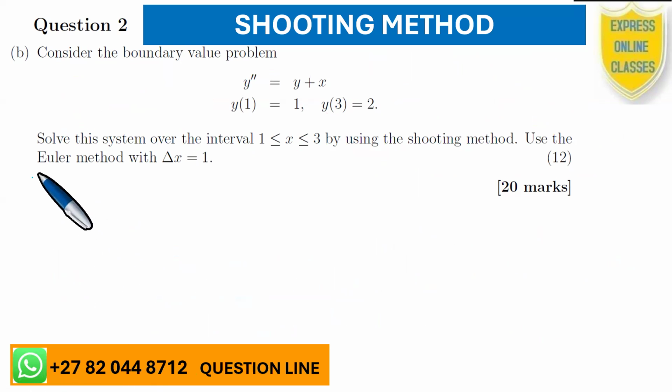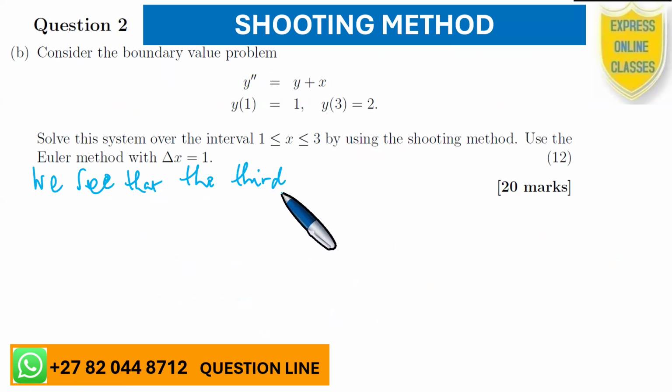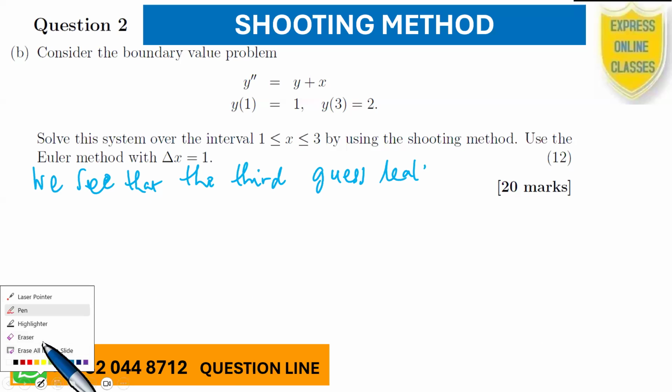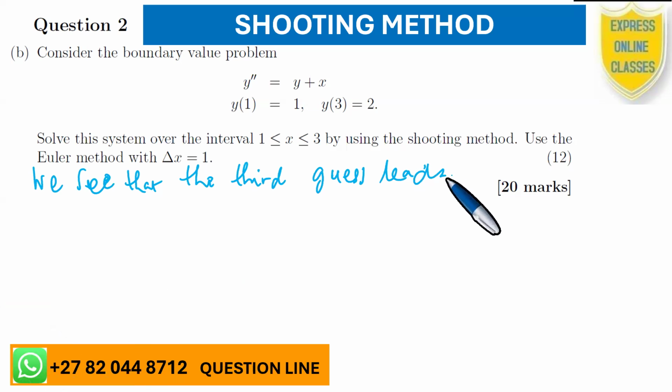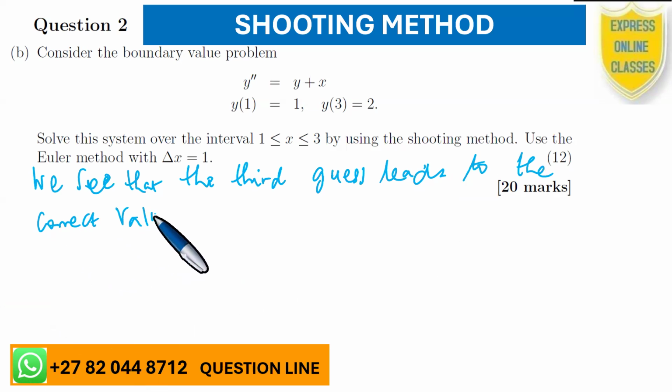And we write the following conclusion. We see that the third guess leads to the correct value of y at 3.